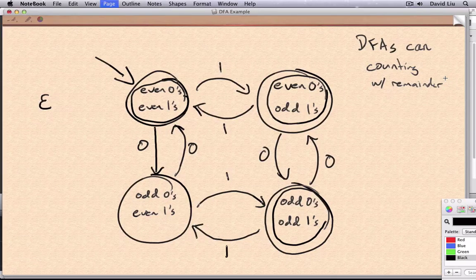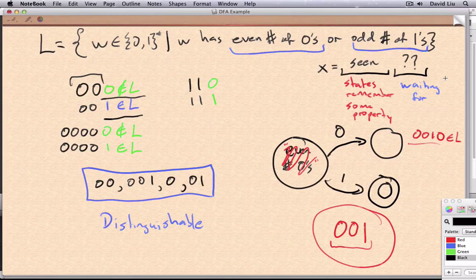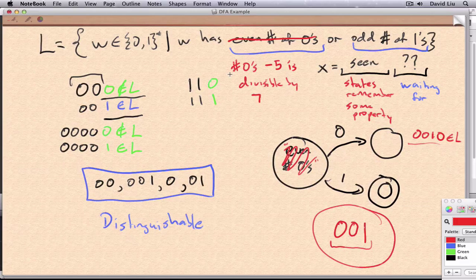But you can imagine, instead of saying that W has an even number of zeros, I could have said W has, say, a number of zeros, minus 5, is divisible by 7. When you divide the number of zeros by 7, you get 5 as the remainder. I'll leave it as an exercise for you to figure out how to draw a DFA accepting this language. But to make sure you're on the right track, I'll just tell you that such a DFA would have something like 14 states.